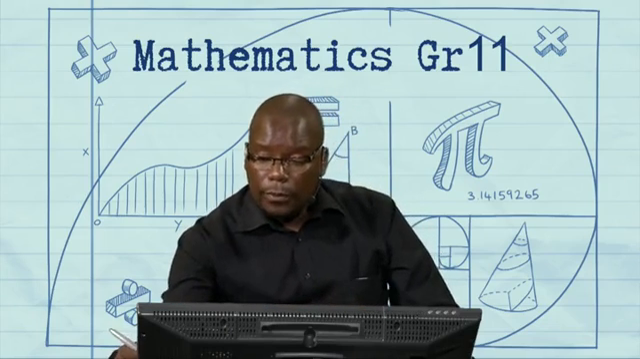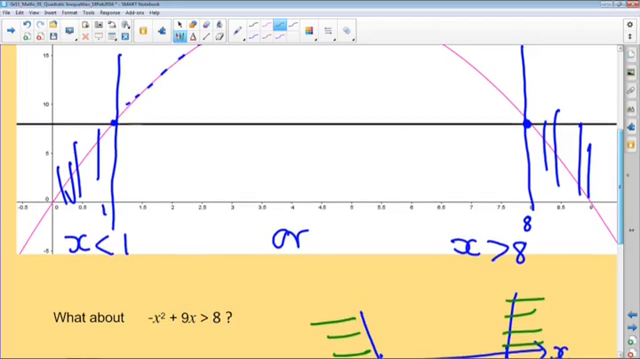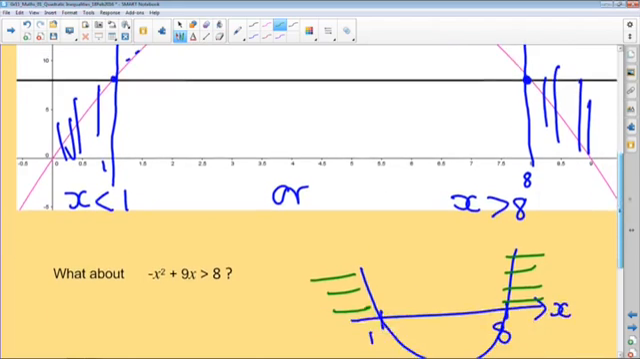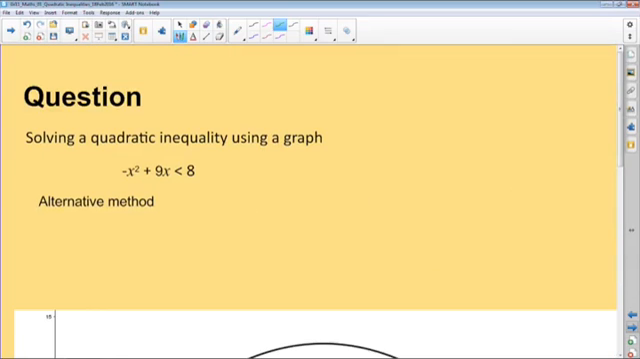Okay, now this is the question that I'm posing to you. The solution here was x is less than 1 or x is greater than 8. So this is your question, guys. What about if we are looking at these two functions or these two graphs, minus x squared plus 9x greater than 8? How should your solution look like? Okay, right? We'll come back to that one after you have discussed.